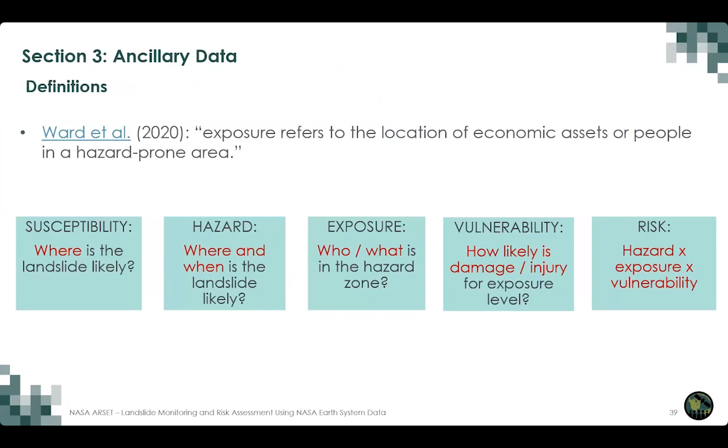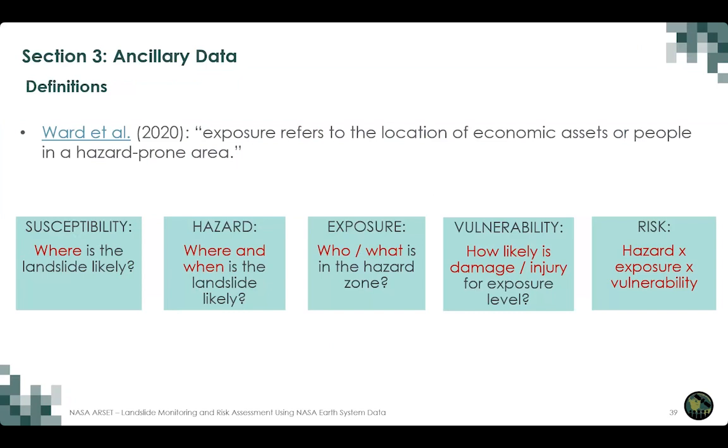We often talk about susceptibility, and that would essentially be an assessment of where a landslide is likely to occur. Hazard, however, is not just where it's likely to occur, but where and when. So there's a temporal component involved in that. And as mentioned, hazard will consider the triggering factors like an earthquake or rainfall.